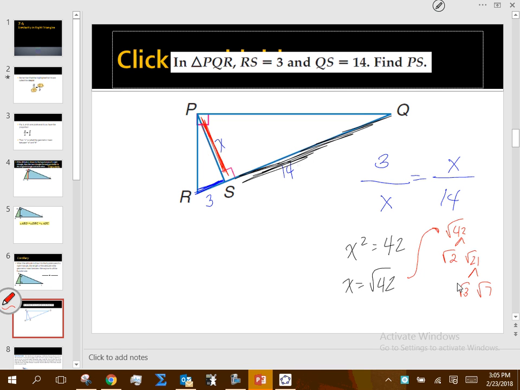If I take 2 times 3, do I get a perfect square? No. If I take 2 times 7, do I get a perfect square? What about 3 times 7? Is that a perfect square? No. The only time I'll get a perfect square is if there's a 2 times a 2, or a 3 times a 3, or a 7 times a 7. So I don't have any pairs here that can create perfect squares.